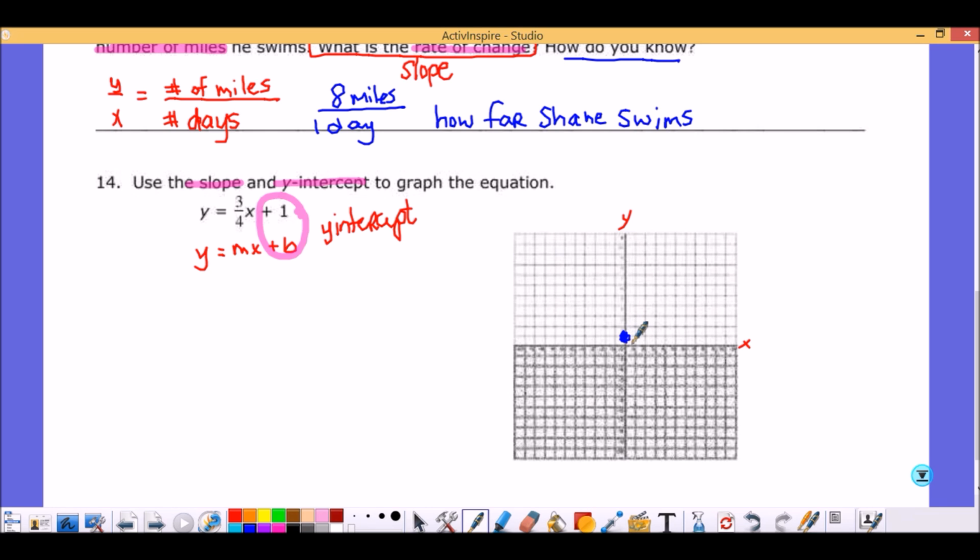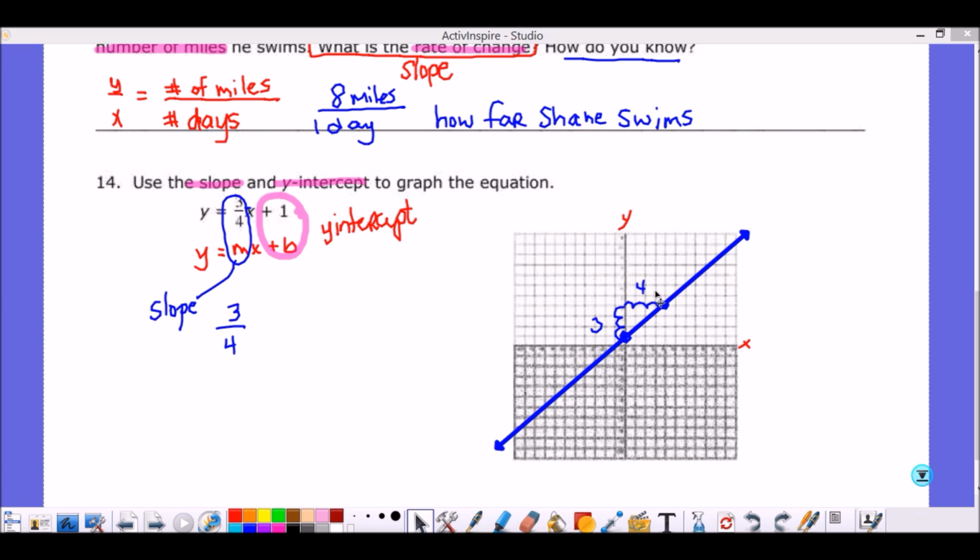Alright, so then now I'm going to look at my slope, which tells me how to move. So my slope is my fraction 3 over 4. So since it's positive, I'm going to go up 3 lines, and I'm going to go over 4 lines, to the right 4. So that's how you find your slope. Up 3 to the right 4. And now I can connect my 2 dots. So this line represents the equation y equals 3/4 x plus 1.